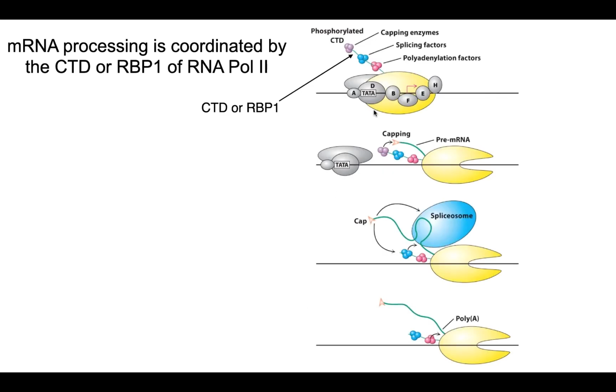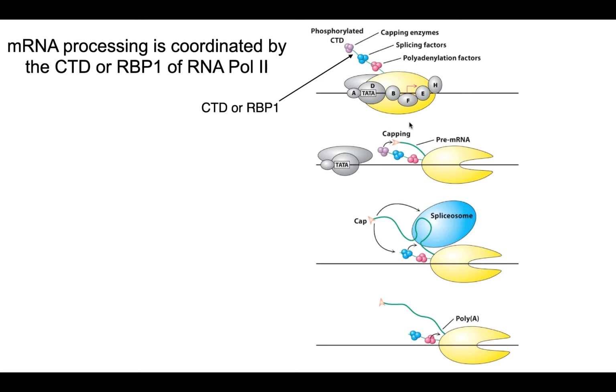So here, this in yellow is RNA polymerase, and in green here, that's the carboxy terminal domain of RBP1. In gray, these are all of the general transcription factors, and so we're sitting here at the TATA box, at the promoter. Depending upon the phosphorylation state of the carboxyl terminal domain of RBP1, that will determine which set of proteins are bound to it. And the first set of proteins is going to be the capping enzymes.